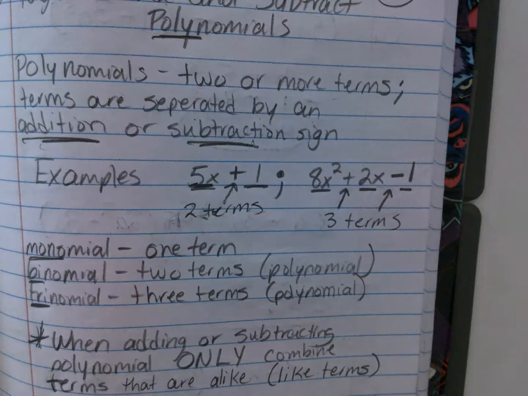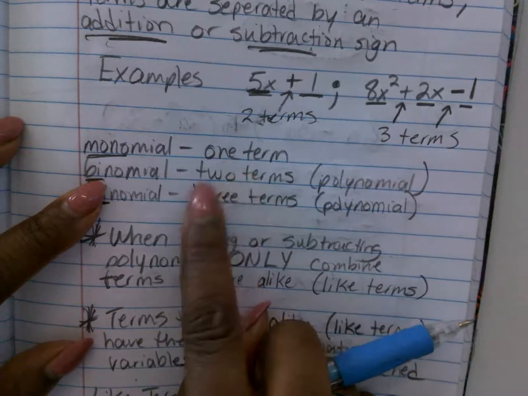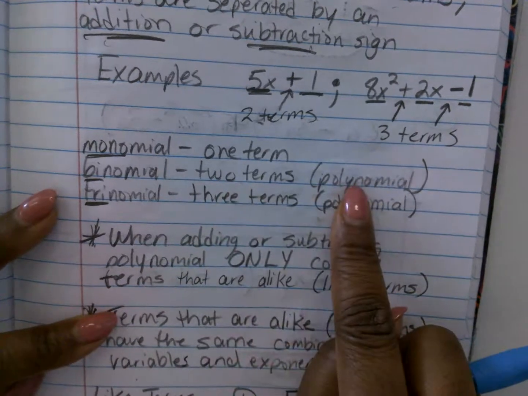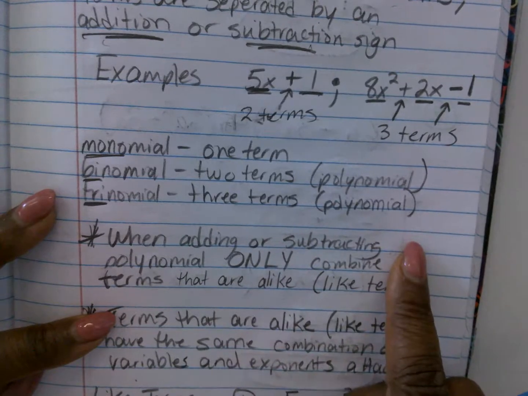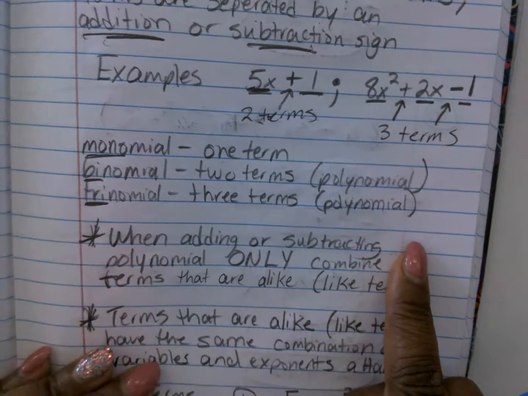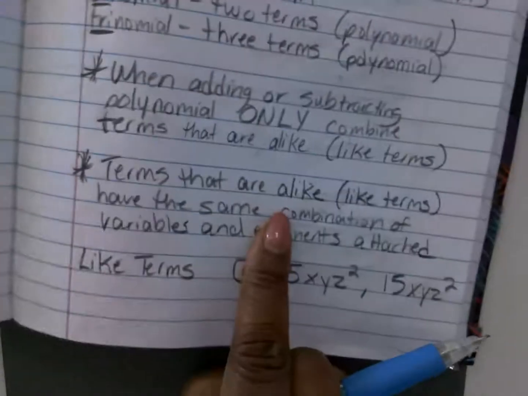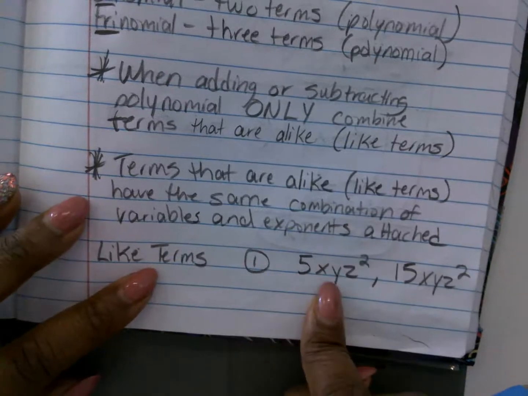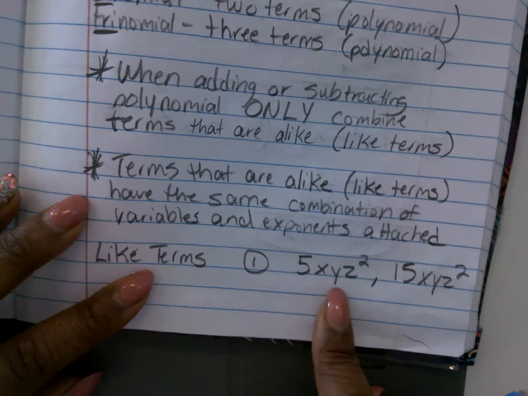Okay, so here we go. A monomial is where you have a single term by itself. A binomial is where you have two terms. You can also say that a binomial is a polynomial. A trinomial is where you have three terms. You can also say that a trinomial is a polynomial, okay? We have practiced how to find like terms. When you have like terms, you have to remember that all of the variables have to be the same and the exponents on those variables have to be the same as well in order for them to be like terms.